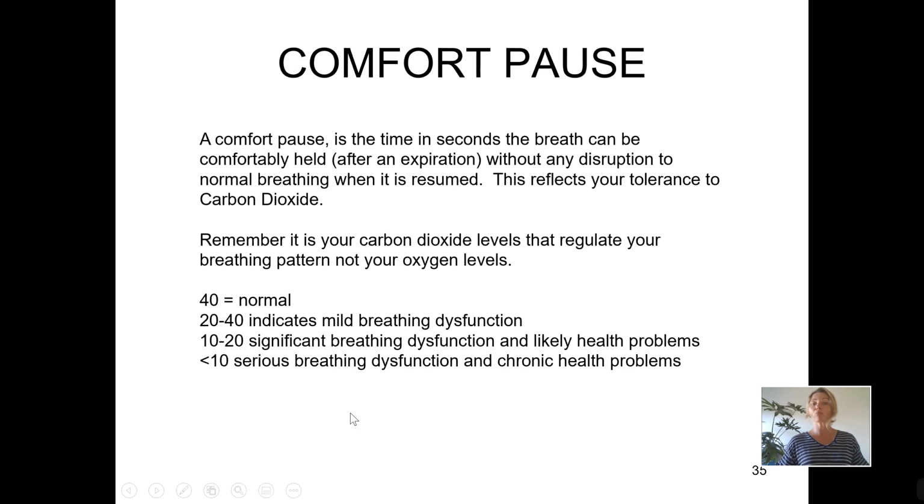When we assess your breathing, we look at something called the comfort pause. This is the time in seconds that you can hold your breath after you've breathed out. It's really important that it's after an expiration, not an inspiration, and then you resume breathing with a normal breath pattern. For example, you breathe out, your breath's all the way out, you hold your breath. If you have to gasp when you come back to breathing, then you've held your breath for too long.